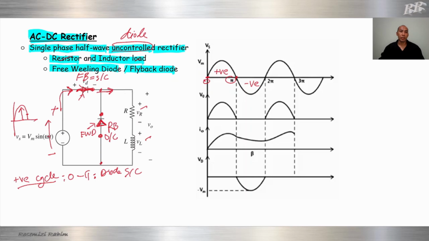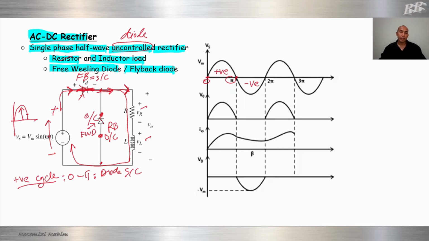So all the current will go to the load. All the current will go to the load. Current cannot flow through the FWD, the freewheeling diode, due to reverse bias. So reverse bias, open circuit here. Current will go here and go to the resistor, go to the load, go to the inductor, and go back to our source.